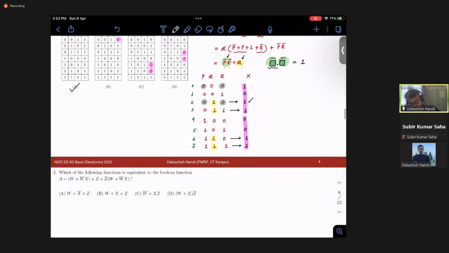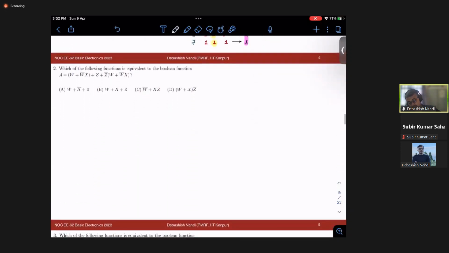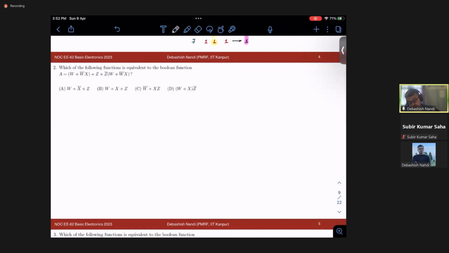And going on to the next problem, which is: which of the following functions is equivalent to the Boolean function given here? So they want us to get it simplified. How do we do it? We know all the simplification tricks, right? So suppose your A is written as W plus W bar X plus Z bar W plus W bar X.